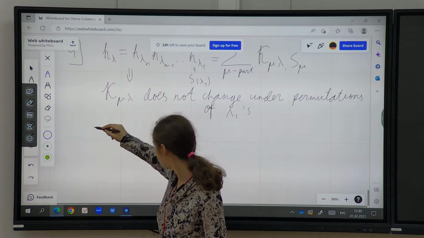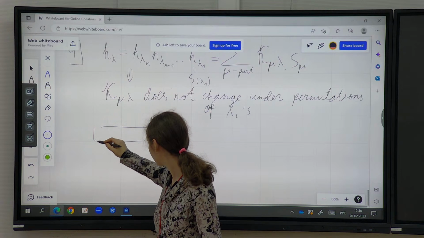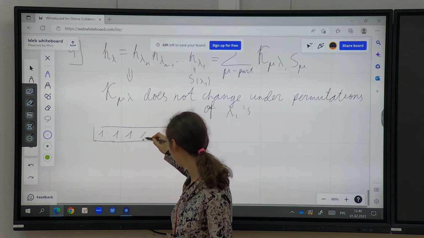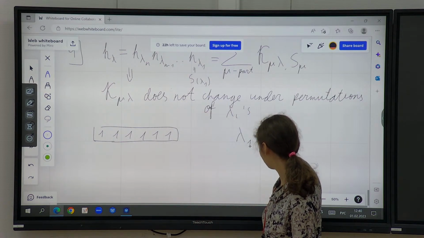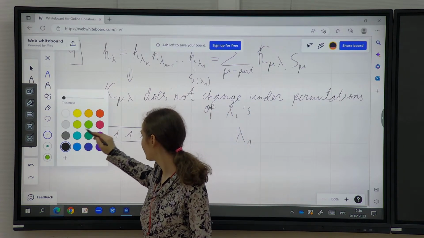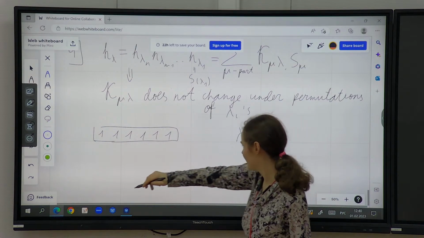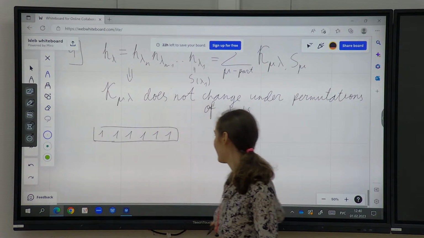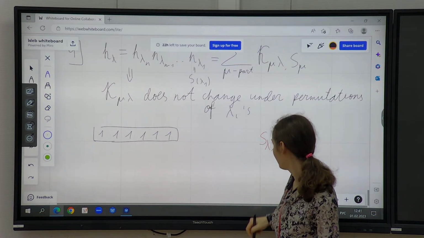Okay, so what happens here? We have first a row with some boxes. Let's write one of them. First we have lambda 1 boxes. Then, yeah, and this guy is S lambda 1.